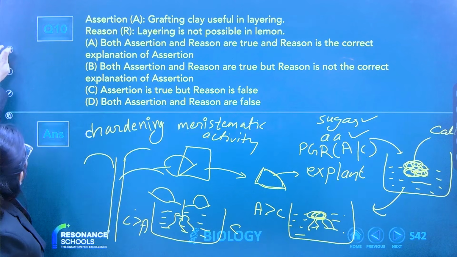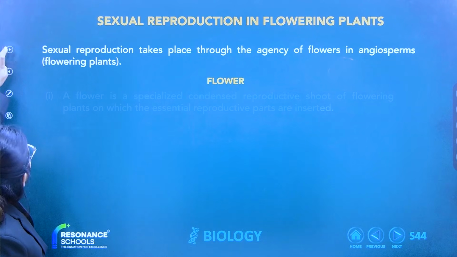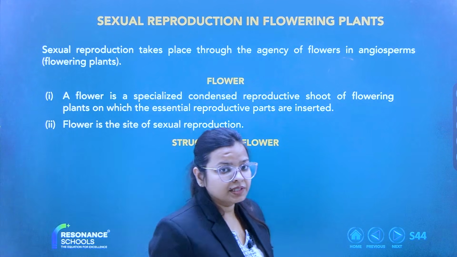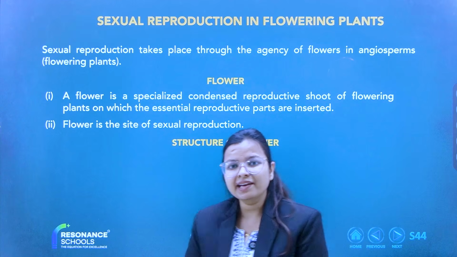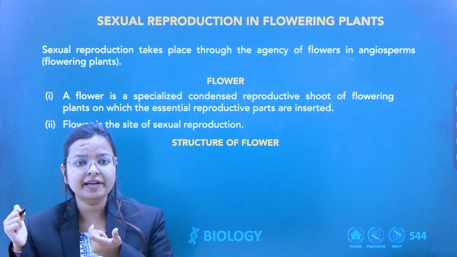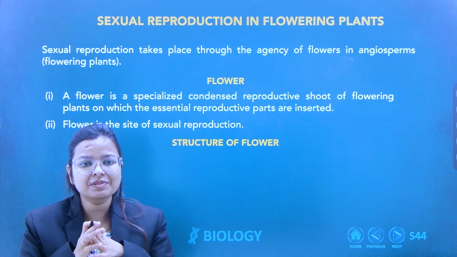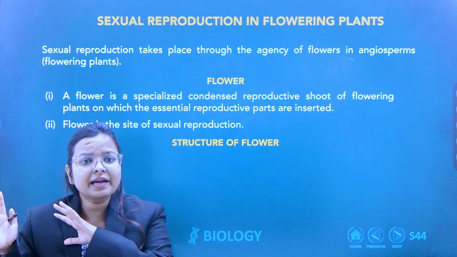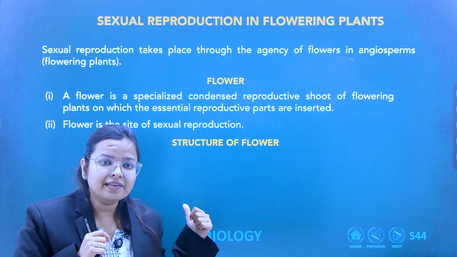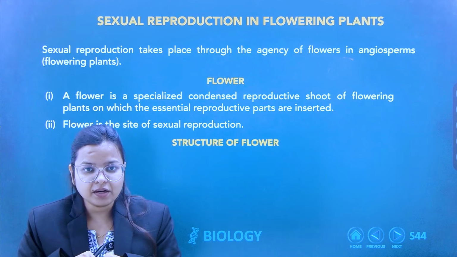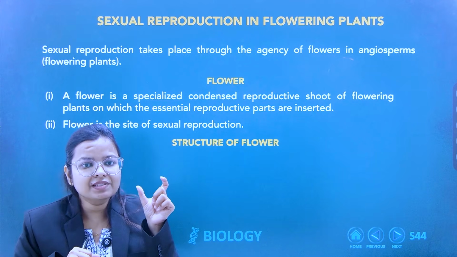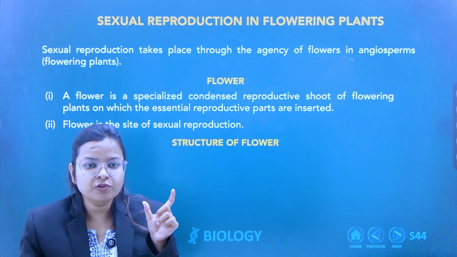So let's proceed further. Sexual reproduction in flowering plants. I told you flowering plants are categorized as angiosperms. There are bryophytes, pteridophytes, gymnosperms, and angiosperms. So there are different categories of plants. The plants we are learning here are angiospermic plants. Whichever plant has flowers is also going to have fruits in future.